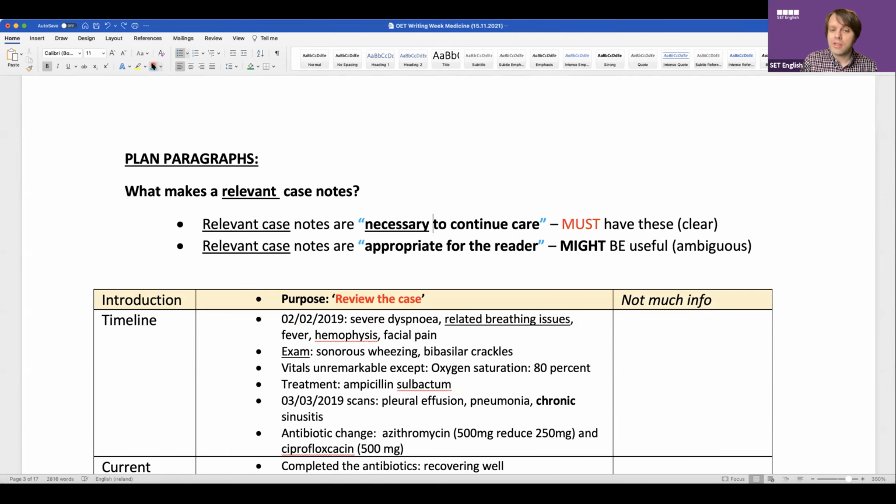So Yijit, OET say two things about what's relevant and what's not relevant. Firstly, that it's necessary to continue care. So Yijit, I agree with you that that's probably not necessary to continue care. But I think it's appropriate for the reader. The second one is useful for him because this kid might be away from school even more with transplantation.